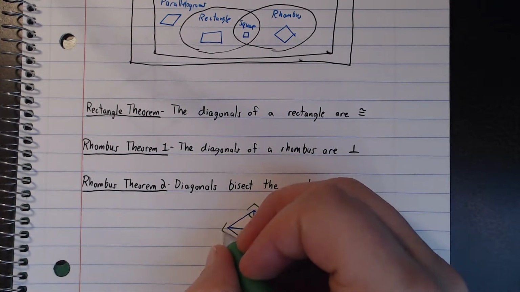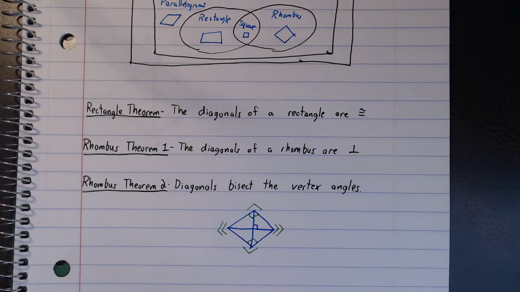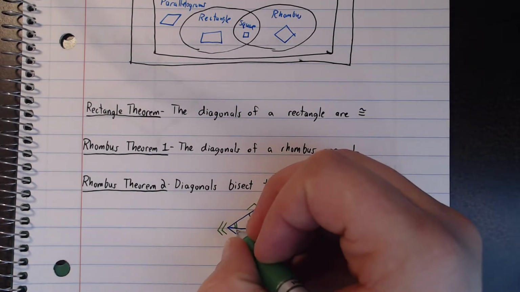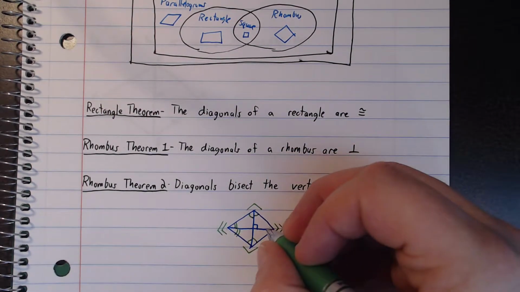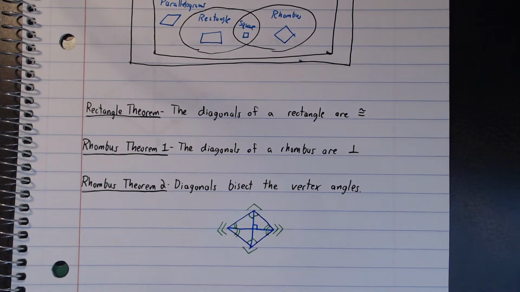Same idea happens here, right? These two angles are congruent, but they're being cut in half. So I have two angles over here that are congruent to two angles over here. Okay, that's what happens when you bisect the vertex angles.